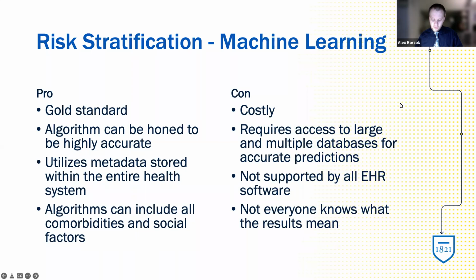So we're going to talk about real quick a couple of different avenues that you can follow to do risk stratification. First of all, the gold standard is something called machine learning. This is an algorithmic approach utilizing electronic health records across multiple databases. So the nice thing about this is that it utilizes the metadata stored within the entire health system for that patient. So it can be all of the social information that's there as far as social services, home, residency status.